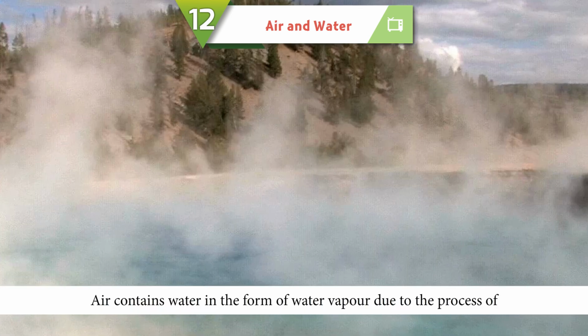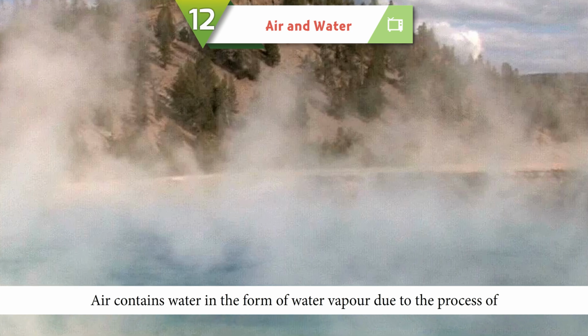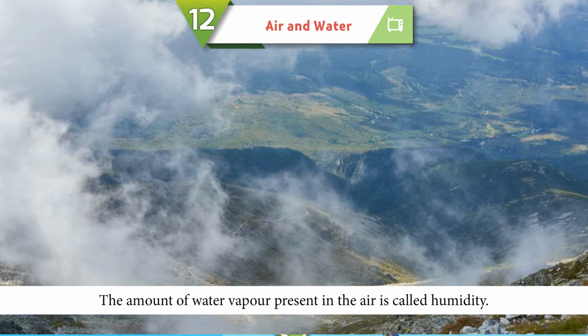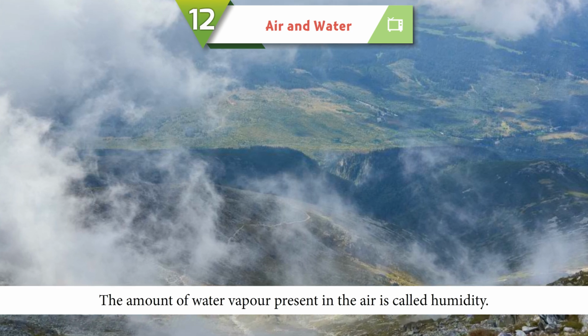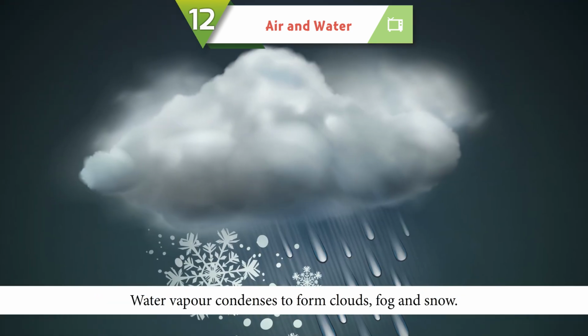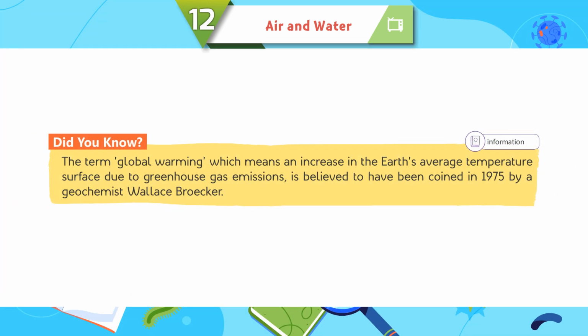Water vapor. Air contains water in the form of water vapor due to the process of evaporation. The amount of water vapor present in the air is called humidity. Water vapor condenses to form clouds, fog and snow.